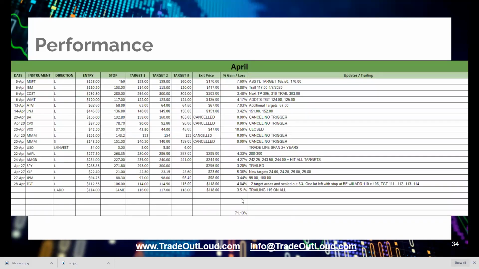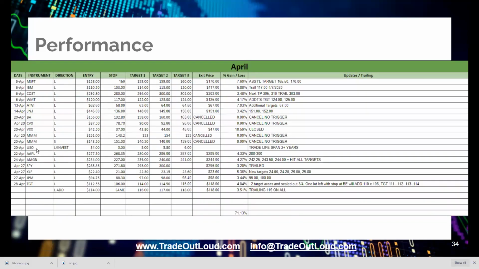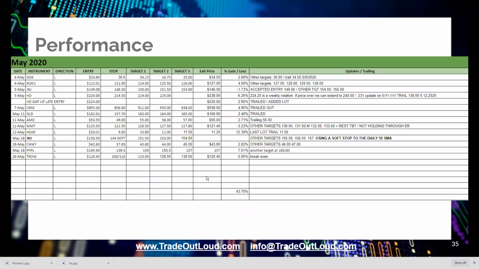Also, for the month of April, we closed it with 71.13%. And by the way, you can see that we have a trade in USO. Remember, negative prices in oil? Well, guess what? We picked up USO at $4, right? Pretty cool. All right, so the month of May, 43.75%.